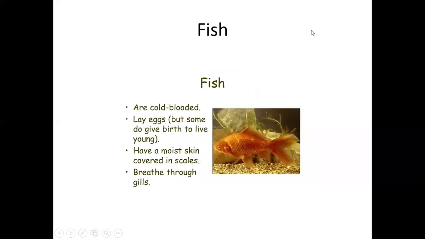Next group is fishes. Fishes are not warm-blooded, they are cold-blooded, which means if there is a change in the environmental temperature, their body temperature will also change. They lay eggs, but some do give birth to live young, only some. They have moist skin covered in scales. The body is moist because they live in water, and they breathe through gills. So these are the general characteristics of fishes.